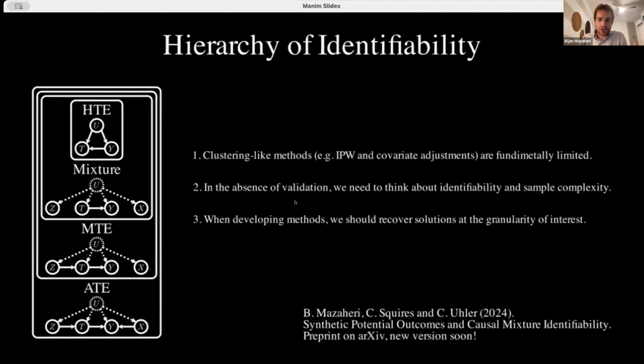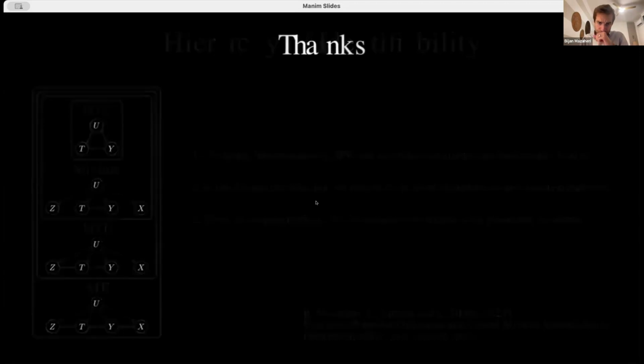And so this paper is called Synthetic Potential Outcomes and Causal Mixture Identifiability. There's a preprint on arXiv right now, but a new version will be appearing in a few days, hopefully. So email me if you want to take a look or have any questions.